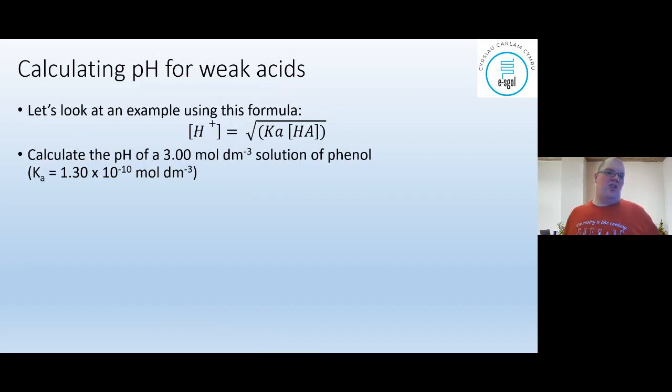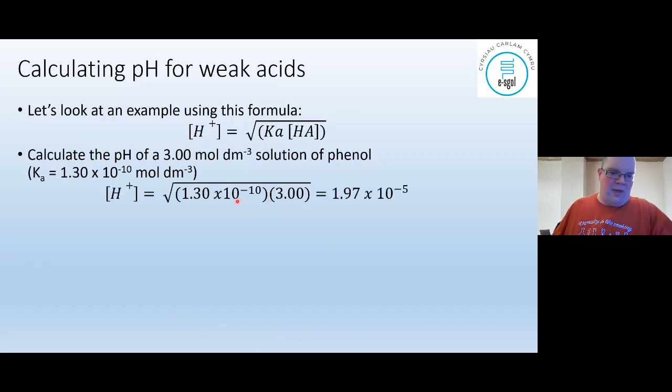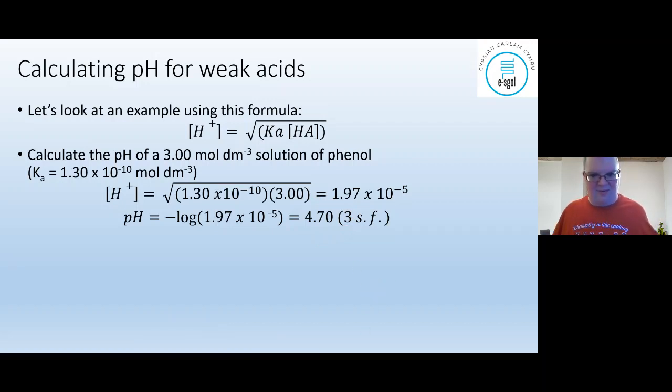So let's calculate the pH of a 3 mole per dm cubed solution of phenol. Okay, and the Ka of phenol is 1.3 times 10 to the minus 10. So we just plug in 1.3 times 10 to the minus 10, multiply it by 3, and then square root it. And we end up with a H plus concentration of 1.96 times 10 to the minus 5, and that should be moles per dm cubed. The pH, we then plug that into the minus log H plus expression, we end up with a pH of 4.70, okay, to 3 significant figures.